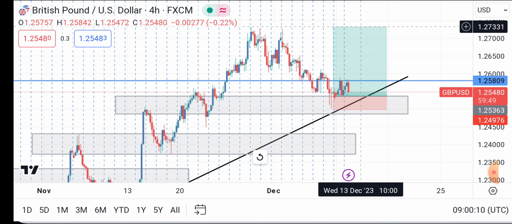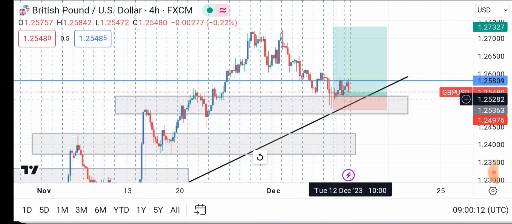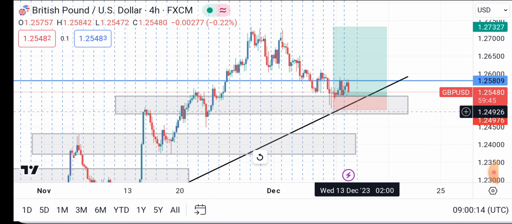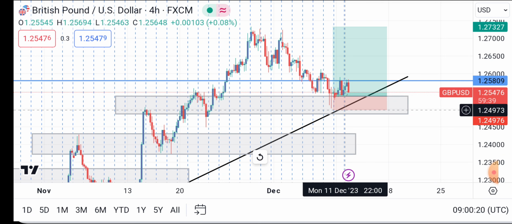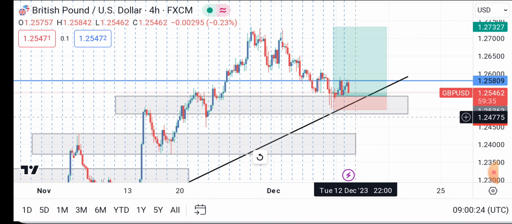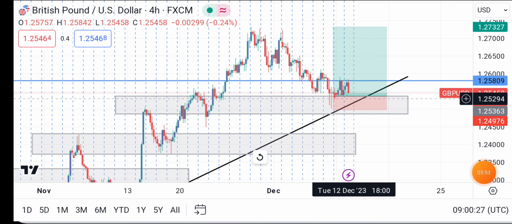This is the target, $1.27,000 region, and from there we might sell or might break out of the price or the zone. Stop loss just below there. That's my take on the British pound versus USD. I might be wrong on everything. It might actually drop and break this demand zone and just sell, because that's nearly the trend line.